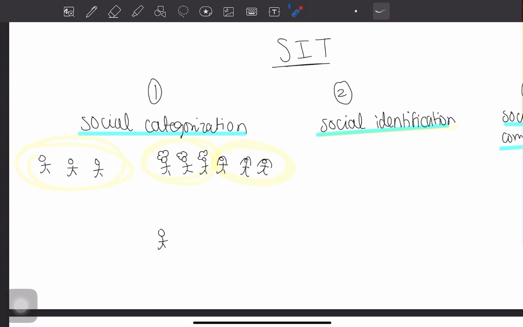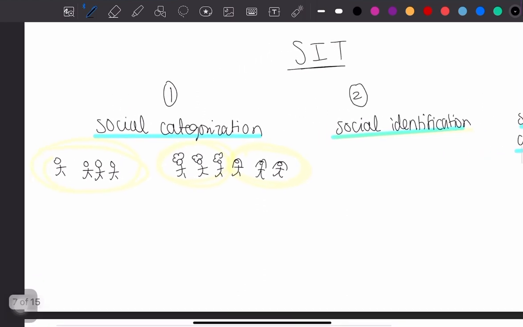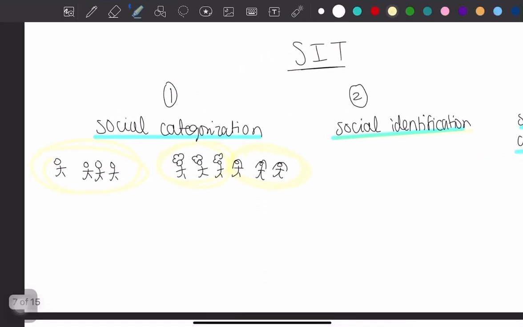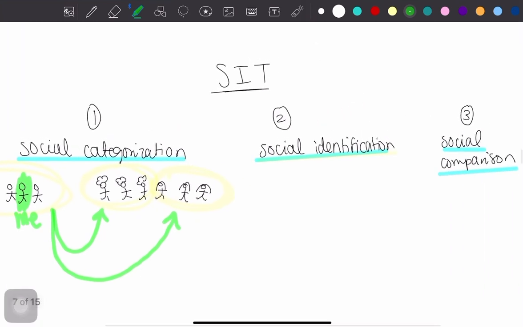So building on that even further, once you categorize yourself and you identify with a category, say I identify with that one, you will start to compare yourself. So this is us. We're going to put us in a little highlighter bubble. That's me. Once you're in this group, you're going to start comparing yourself to people from the other group, and that is going to form social comparison.